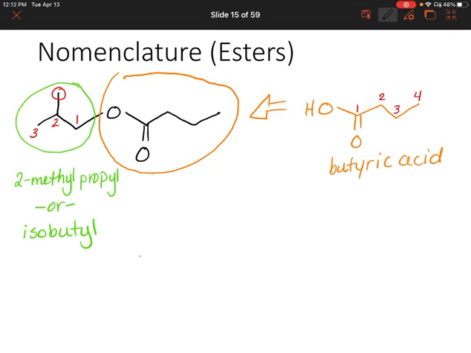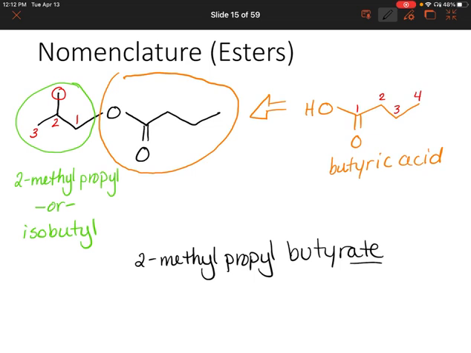So we could call this 2-methyl propyl butyrate. So we just replaced ic acid with ATE, or if we want to use the other name for our green section there, we could call this isobutyl butyrate.